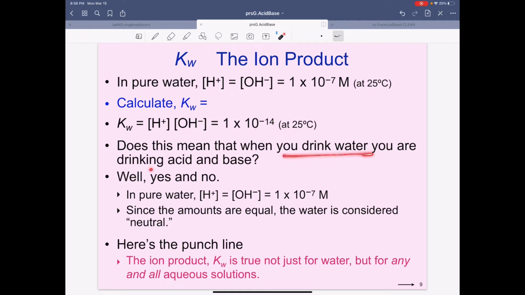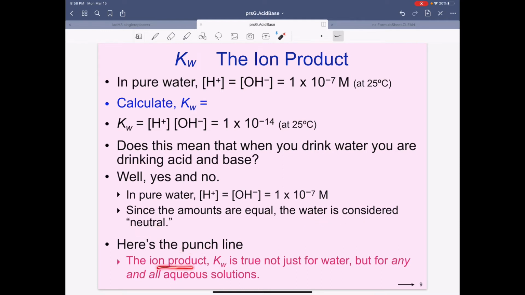Does this mean when you're drinking water, you're actually drinking acid and base? Well, not really, because these two amounts, H plus and OH minus, will be equal to each other. The water is considered neutral. Not neutral as in charge neutral, but neutral as in acid-base neutral. And the punchline is this.